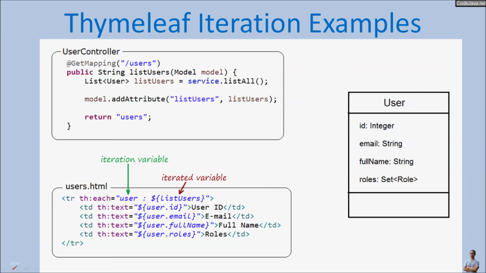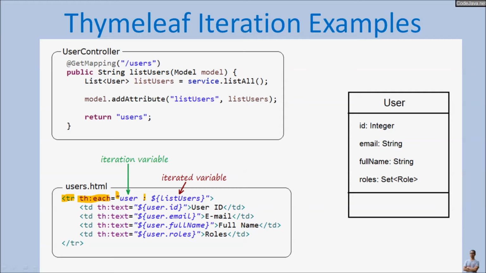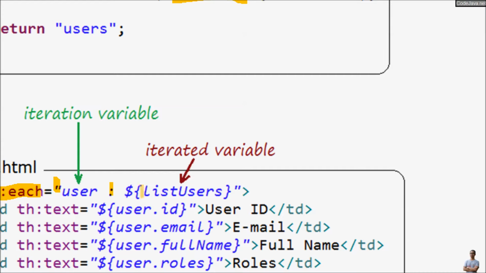And in the Thymeleaf view, we want to display the details of each user in a table row, so we use the tr tag in HTML with the Thymeleaf attribute th:each, and here we specify an iteration variable, user, colon, and then the name of the list collection that is sent from the model, listUsers here, and this is called the iterated variable here, listUsers.